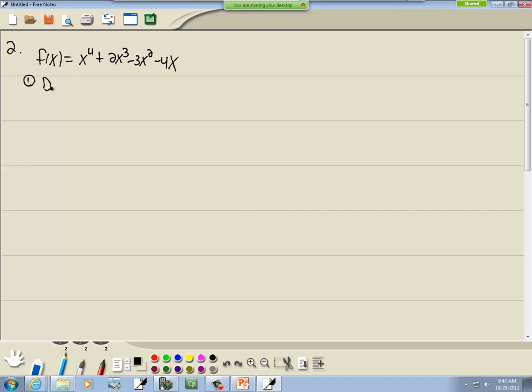First thing we'll look at is the domain. Domain is so easy on polynomials, it's everything. So negative infinity to positive infinity.